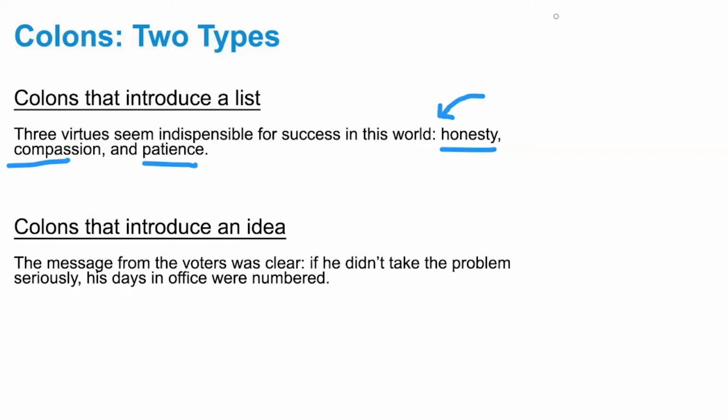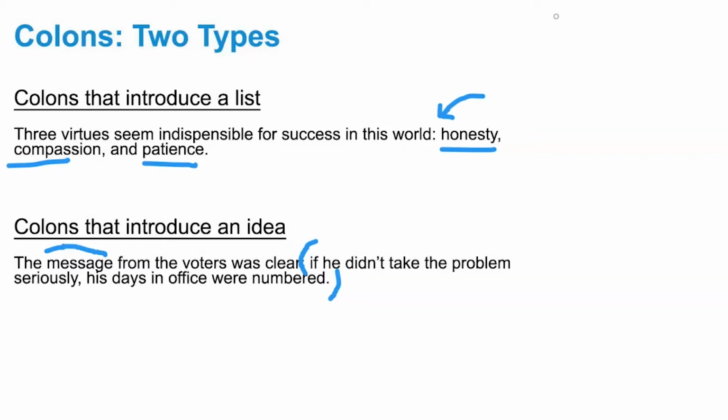But you can think of this as a way to signal to the reader, hey, I'm telling you that I'm about to tell you something. And that's what we're saying here. So we're saying that there's a message. So there's a message, and what is that message? Well, the message is, if he didn't take the problem seriously, his days in office were numbered. Okay, so we're telling the reader, without telling them directly, that we're about to tell them what the message is.